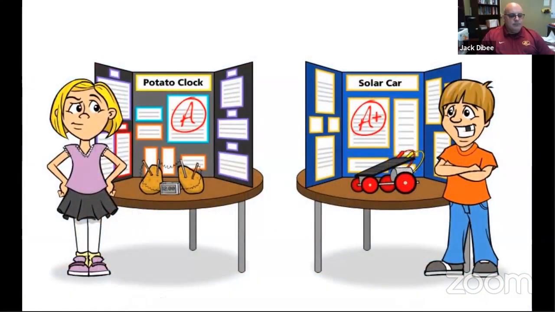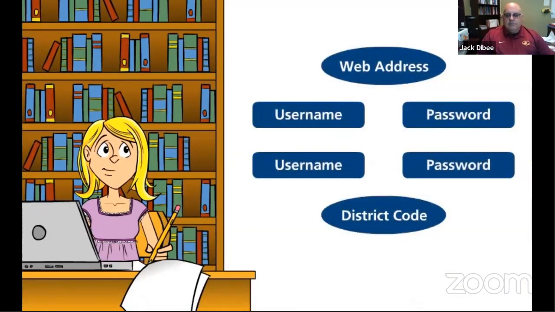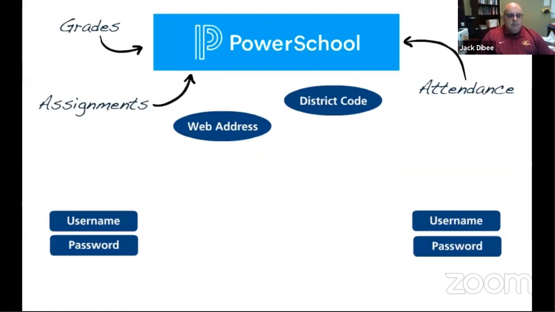You and your best friend Colin have been in a friendly competition since elementary school to see who can earn the best grades. Now, as high school juniors, you're both at the top of the class at your respective schools. This year, however, you think you might have an academic edge. Included in your back to school packet is a letter with a web address, some usernames and passwords, and a district code. The letter says this information is for students and parents to use PowerSchool, the student information system used by your school district. Having access to PowerSchool and all of your grade, assignment, and attendance information sounds great and will definitely help you monitor your progress.